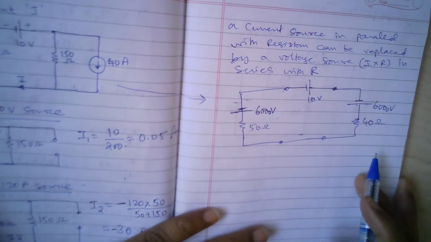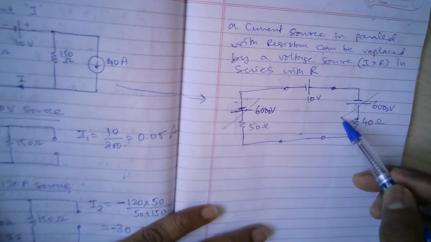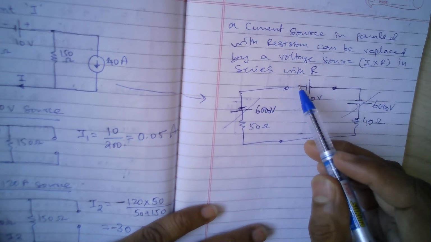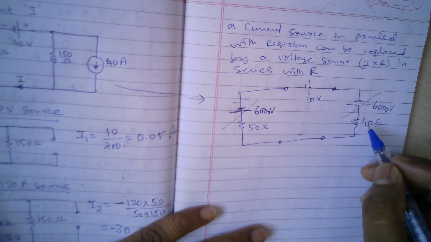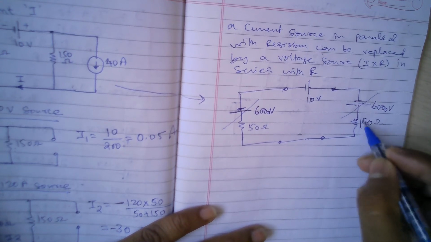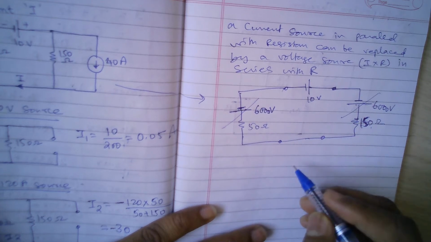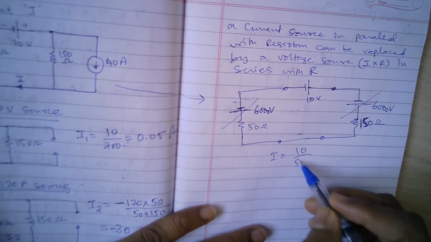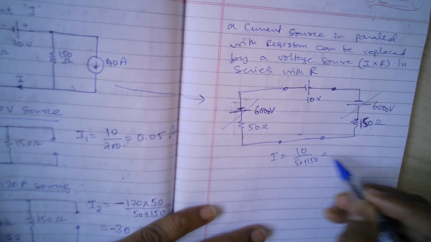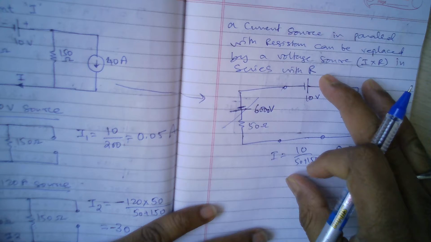So here what is happening, it's a single loop, these two will cancel out each other, and then I have a 10 volts battery supplying, this is 150 ohms. So 150 plus 50, 200 ohms. So current is nothing but V by R. So 10 by 50 plus 150. So that also I will get 0.05 amperes. This is another way of solving it.